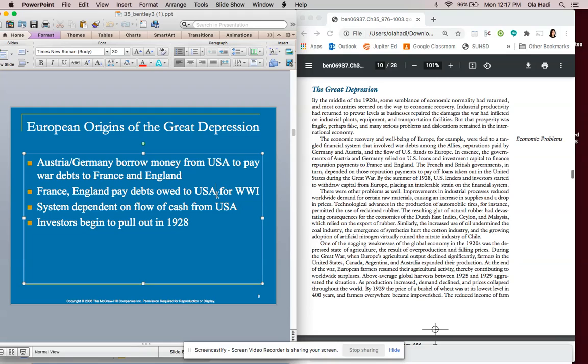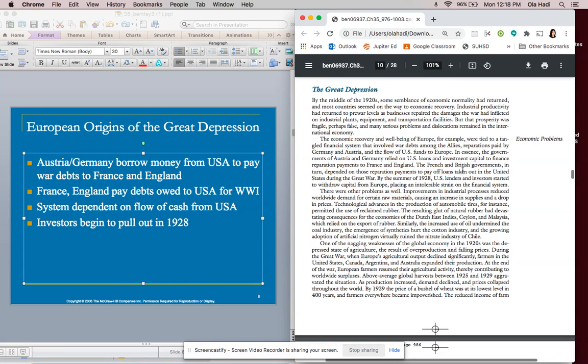And so the interesting part about this is that the countries that had lost the war and the countries that had won the war were sort of dependent on the United States. And if something happened to the United States economy, that's going to have repercussions on the entire global system. The entire system is dependent on the flow of cash from the United States. And the United States is going to experience a problem starting in 1928.